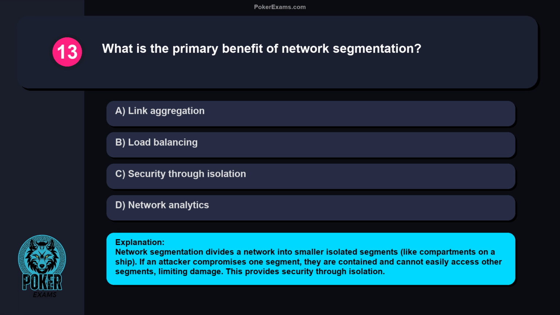Network segmentation divides a network into smaller isolated segments, like compartments on a ship. If an attacker compromises one segment, they are contained and cannot easily access other segments, limiting damage. This provides security through isolation.